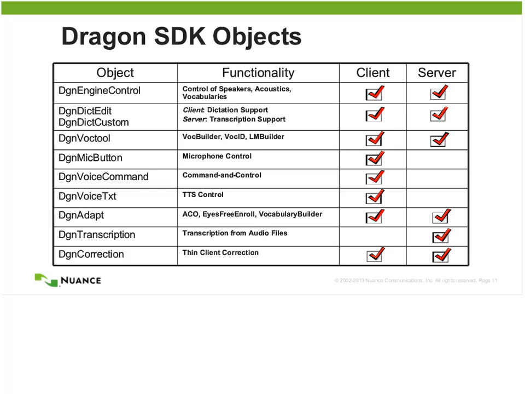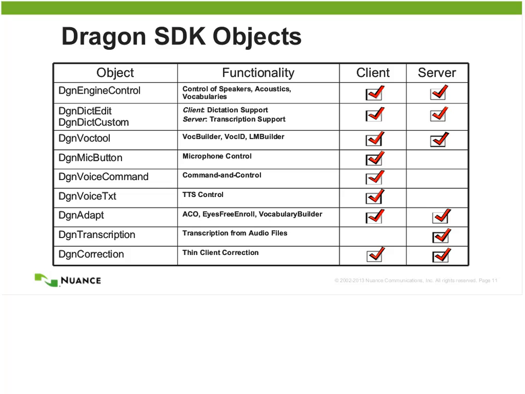Then we have the dictation objects, which allow you to integrate dictation into an application, and that's also available on both the client and the server. Then we have the DGN Voc Tool object, which allows you to modify the vocabulary. That's also available on both client and server. Then we have the microphone button object, which is the object that you would use if you want to allow recognition from a microphone device. That's only available on the client, because that's where we support interactive dictation.